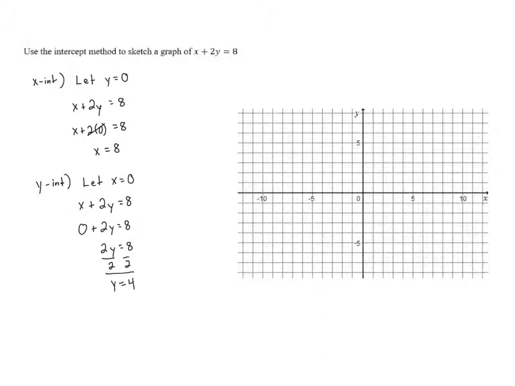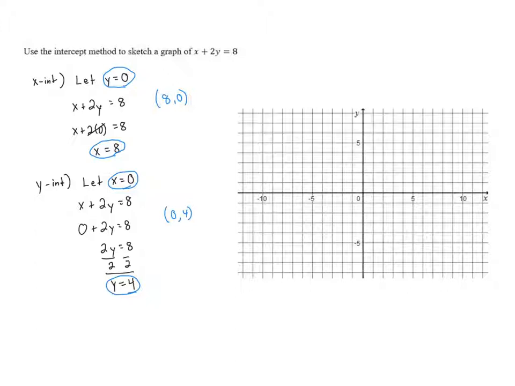So now we have 2 points. If you look at the first one, the x-intercept was x equals 8, but that happened when y equals 0, so this gives us the point (8, 0). The y-intercept was y equals 4, but that happened when x equals 0. So this gives us the point (0, 4). And we can plot these two intercepts and then connect the dots.